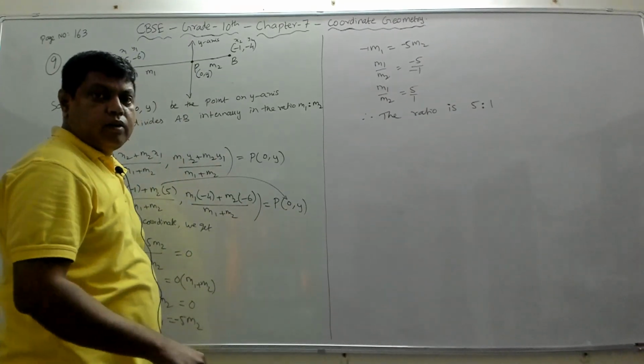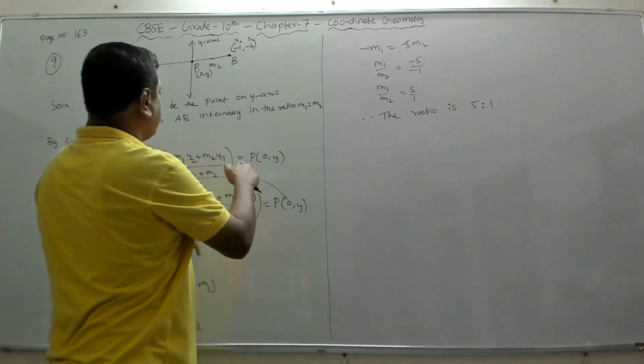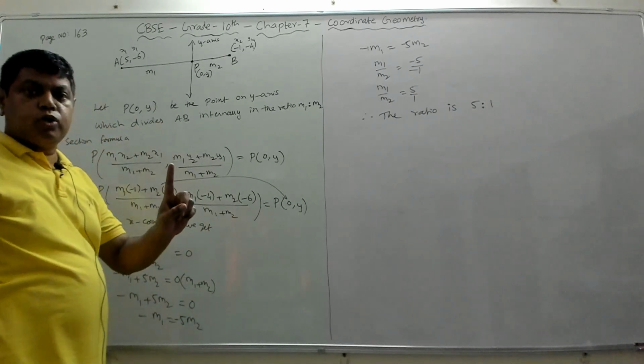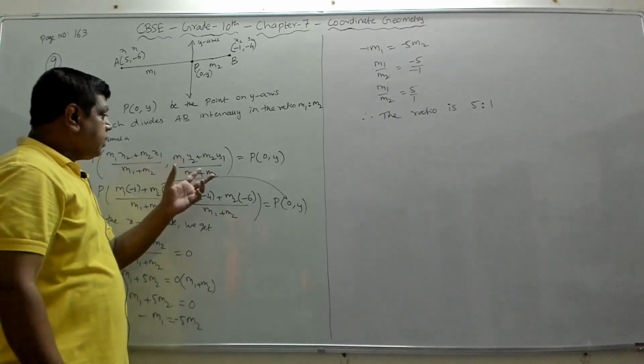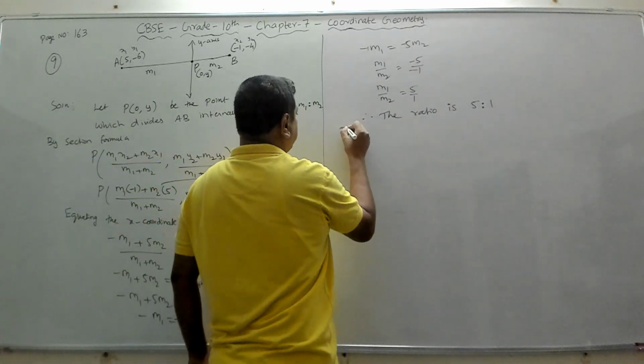Now we have to find the point P. What is P? We have to find the point P, which means we should find the y-coordinate. So finding the ratio is one part. The second part is finding the point. Now let's take this. We have to equate these two, to find the y-coordinate.